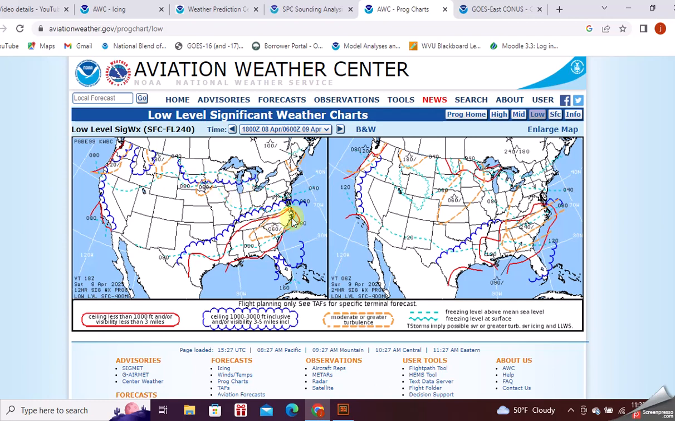If you're flying into Atlanta today, it's IFR with low ceilings, and you're going to have issues with air traffic control because you've got to keep further separation between your aircraft. So yes, all of that goes into understanding.